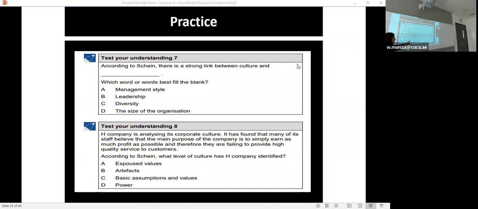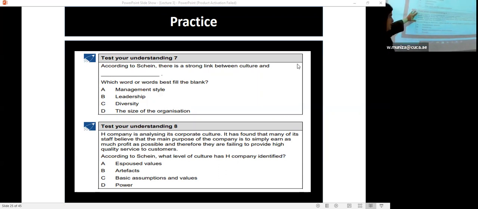According to Schein, what level of culture has H company identified? So which culture has been identified in the H company in this scenario as per Schein? So Schein has given us which three levels of the culture? Artifacts, espoused values, basic assumptions and values. Very good. So in the H company, we have to determine which level of the culture is being followed. H company is analyzing its corporate culture.